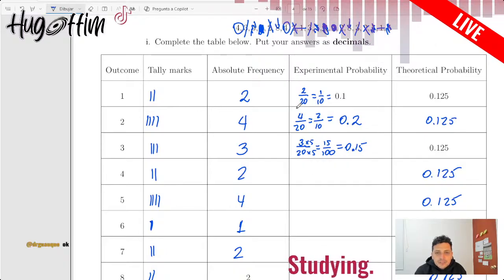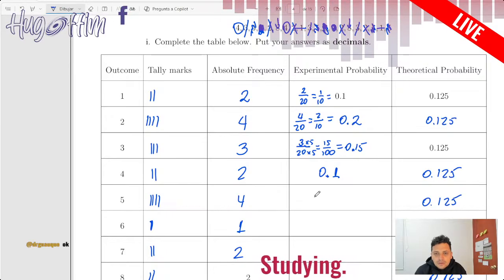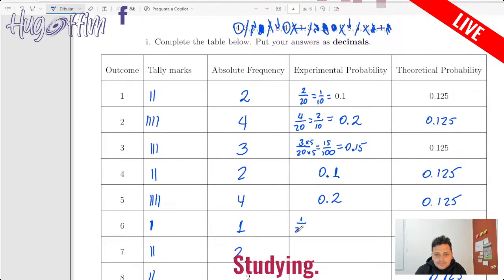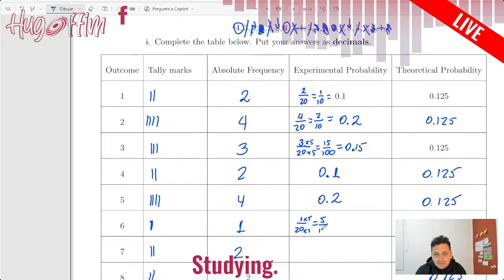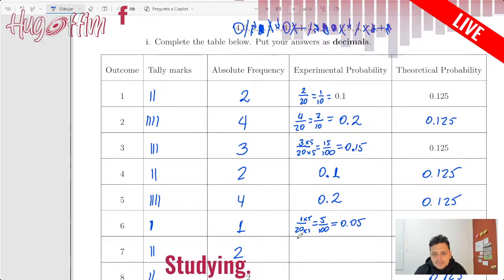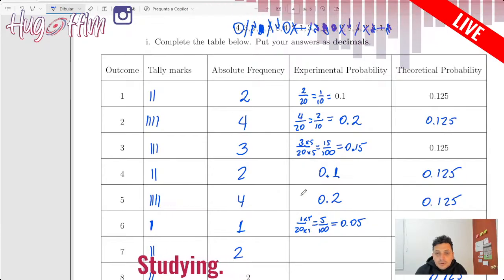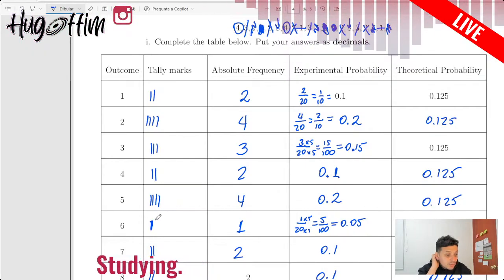2 over 20, I already know the answer, 0.1. 4 over 20, I already know the answer is 0.2. 1 over 20, I can do the same strategy. I'm going to multiply by 5 on top and bottom. It's going to give me 5 over 100. 5 over 100 is 0.05, right? And 2 over 20, I already did it, 0.1 and 0.1. Okay, so this is how to get the table of probabilities.